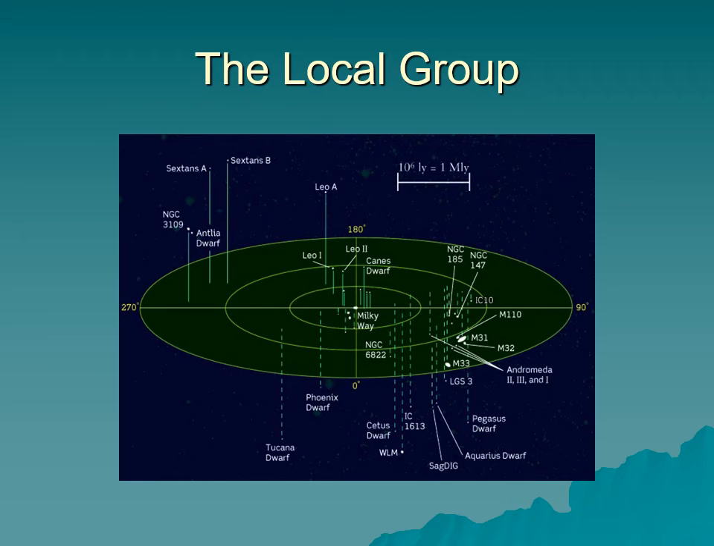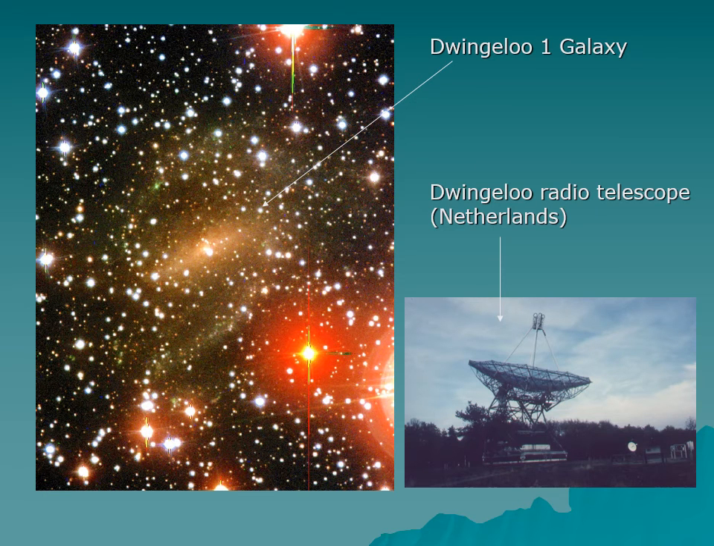The Milky Way is kind of at one end of it. The Andromeda galaxy is at the other end of it. So you've got the Milky Way, the Andromeda galaxy, M33, a handful of satellite galaxies, a few other little dwarf galaxies moving around, and so forth. And so that's the local group. Interestingly enough, our local group has a galaxy, one of these rare lone galaxies that's moving away from it, Dwingeloo 1, discovered by the Dwingeloo radio telescope in the Netherlands.